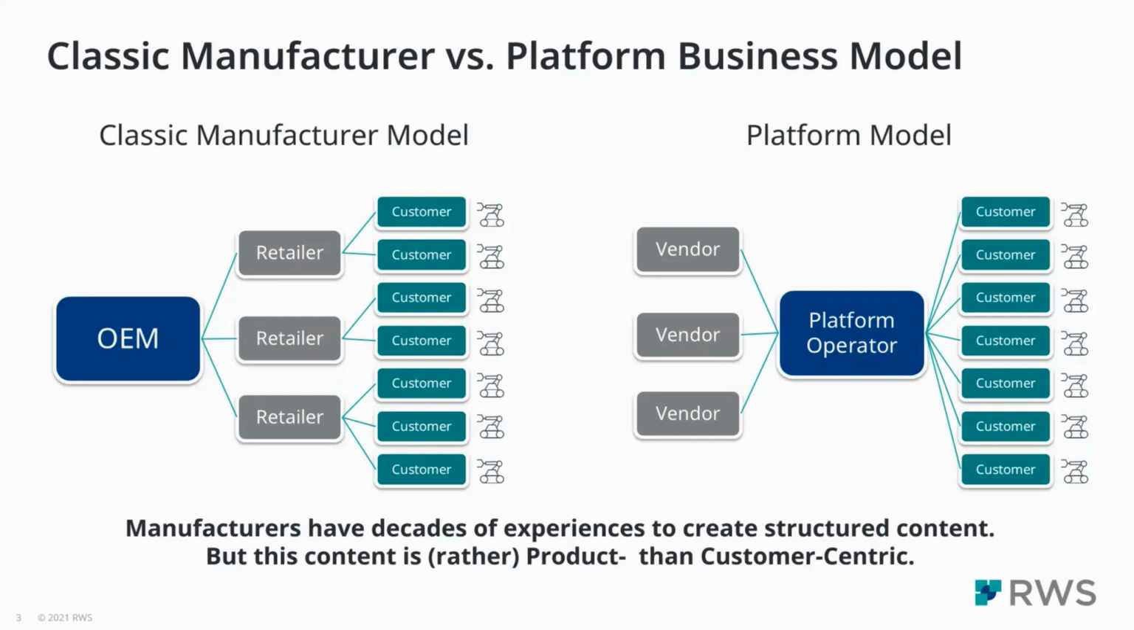What is important to understand, and this is a little bit special to the automotive and manufacturing industry, is that they actually have decades of experience creating structured content. But this content is product focused rather than customer centric, because developing and innovating products is their core business. The reason for that is quite obvious when you look at this graph here: they don't have direct access to their customers.